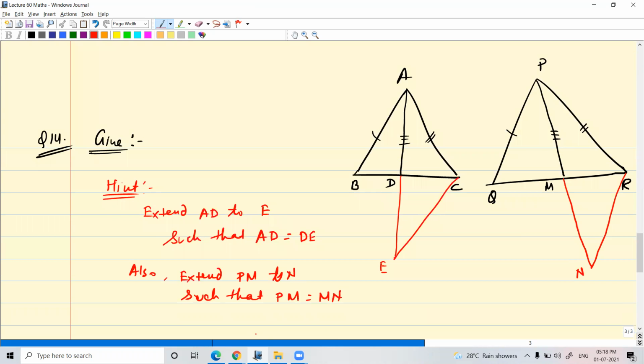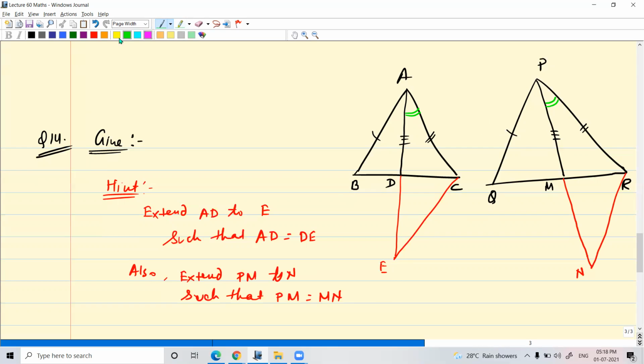Okay, so now what I want you to do is apply some logic and prove that the ultimate final goal will be to prove that this whole angle A is equal to angle P. But we won't be able to do it in one go, so we will take it in half. Let's take this part first: angle CAD is equal to angle RPM. This is what we want to prove in the first stage.